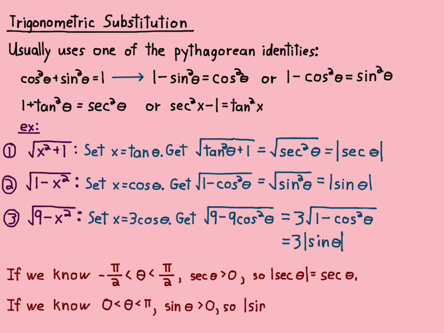If we know that theta is between 0 and pi, then sine theta is greater than 0, so the absolute value of sine theta equals sine theta. So that's just saying those absolute values could be simplified if we know certain things about the angle.